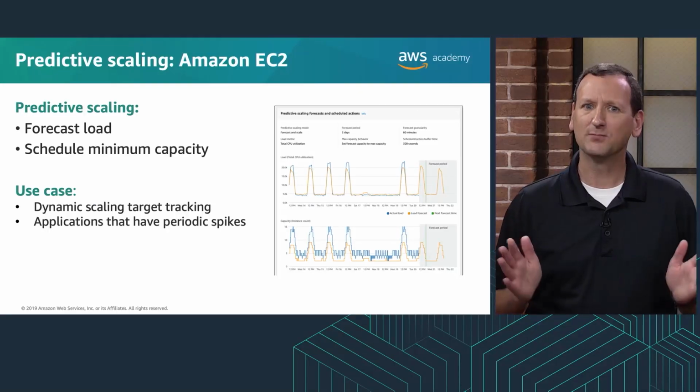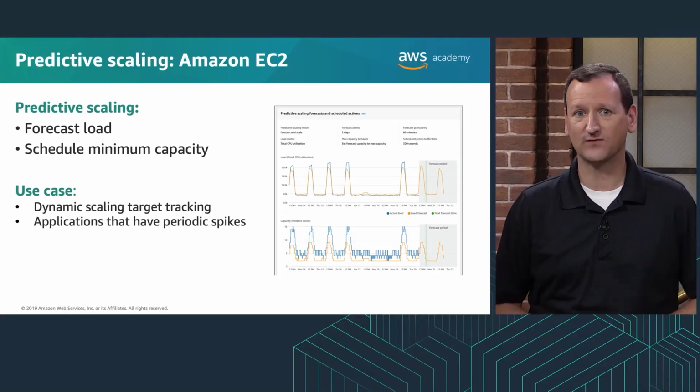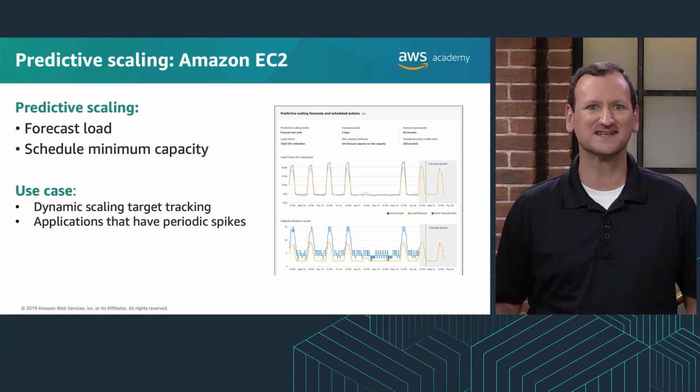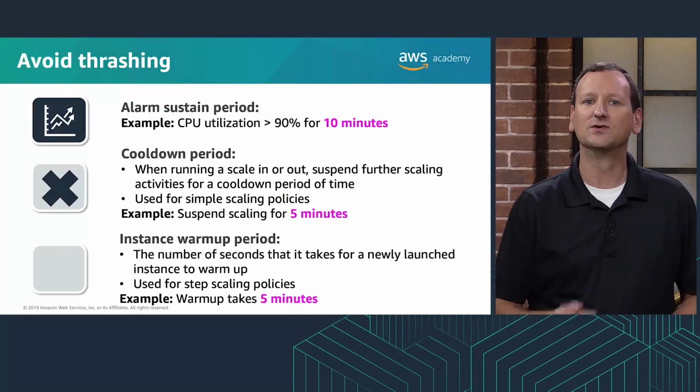In conclusion, predictive scaling is a good choice for websites and applications that typically experience periodic traffic spikes. It's not really designed to help in situations where spikes in the load are not cyclic or predictable. You'll now learn about avoiding thrashing.